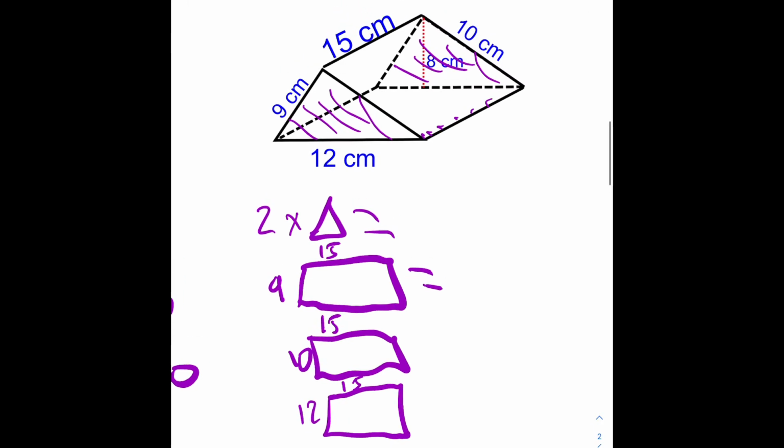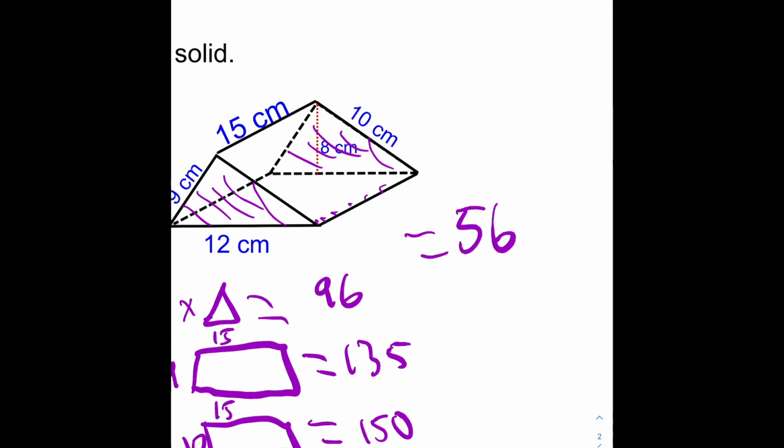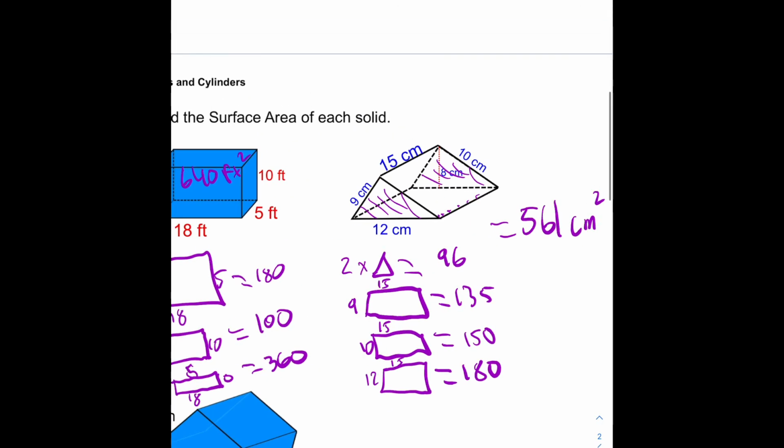So let's go ahead again. The area of a triangle is base times height divided by 2. 12 times 8 divided by 2 is 48, but then I have to times it by 2 because I have 2 of them, which is 96. 9 times 15, 135. 10 times 15, 150. And 12 times 15 is 180. Let's add all these up and get an area of 561 centimeters squared.